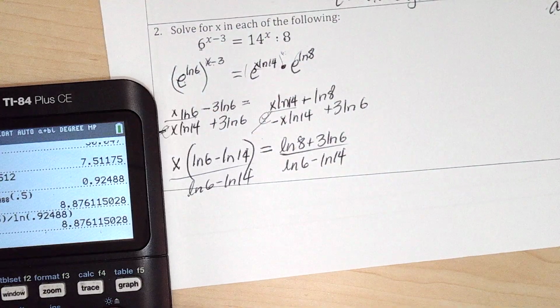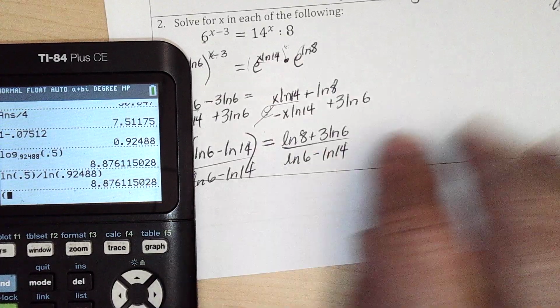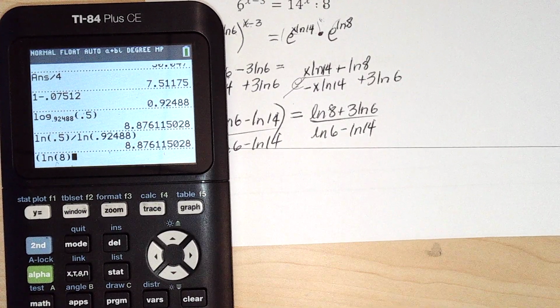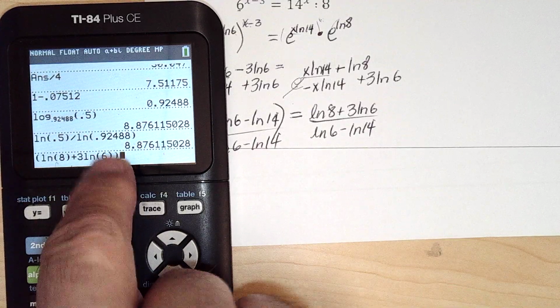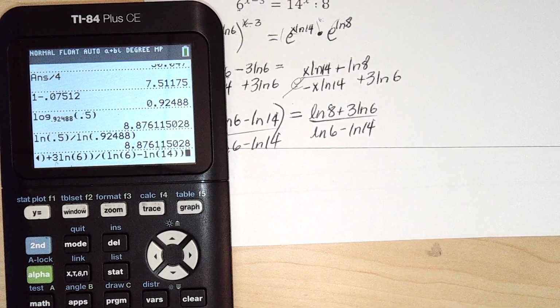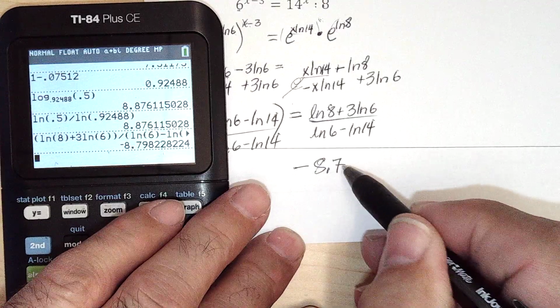A lot of reflection there, so I'm going to come over here. Put parentheses around my numerator. That's going to be ln 8 plus 3 ln 6. Close the numerator. Divided by, open the denominator. That's going to be ln 6 minus ln 14. Close the log, close the denominator, and I get negative 8.798.